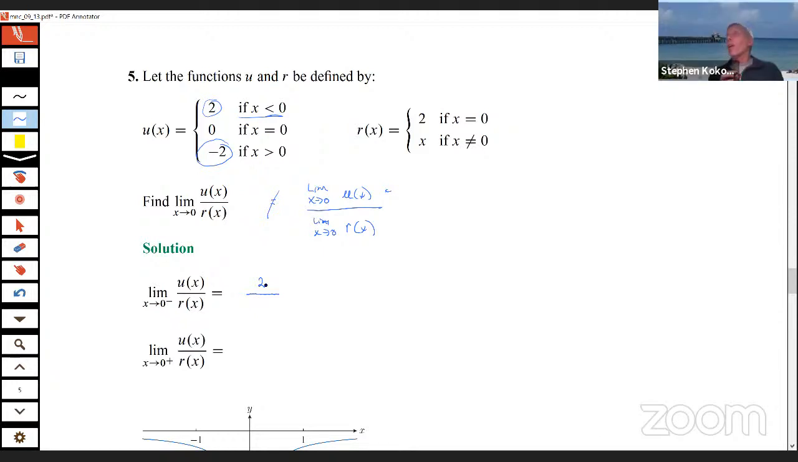U of x is going to 2. It's constant. So the numerator looks like 2. What's the denominator doing? Well, as x goes to 0 from the left-hand side, you've got to take a look at this expression.